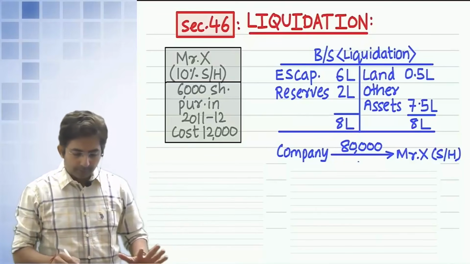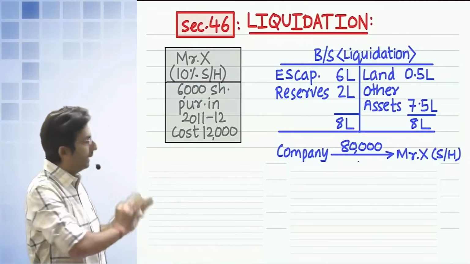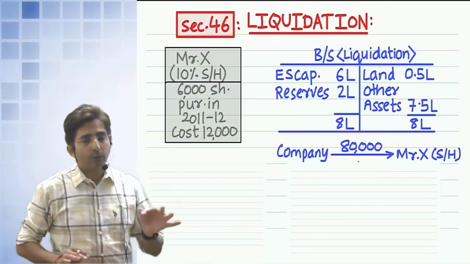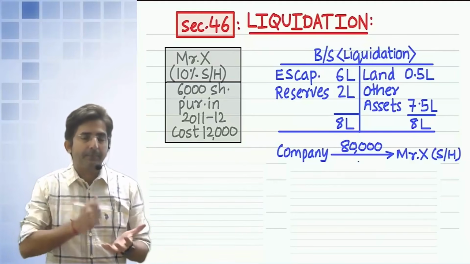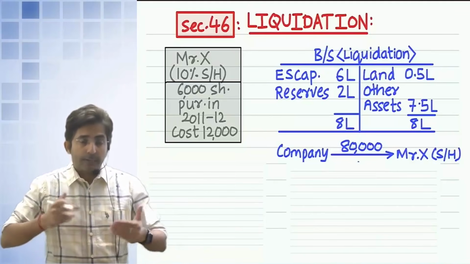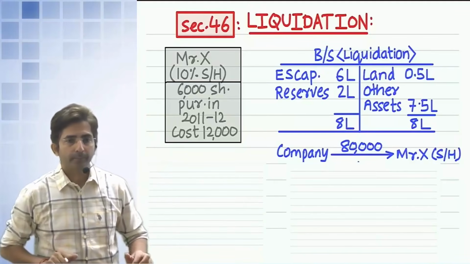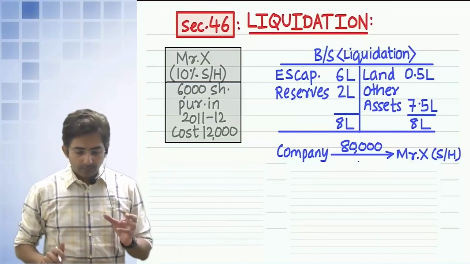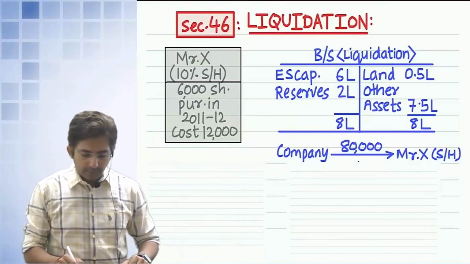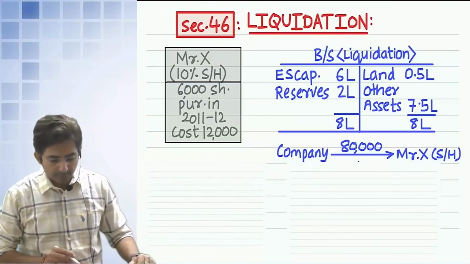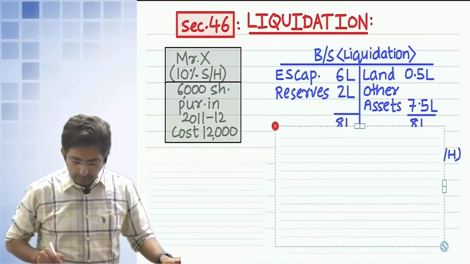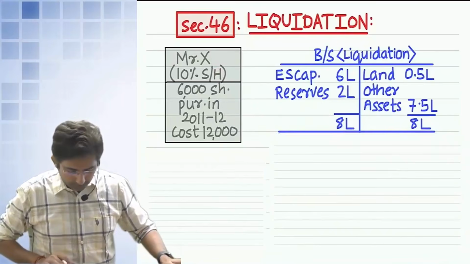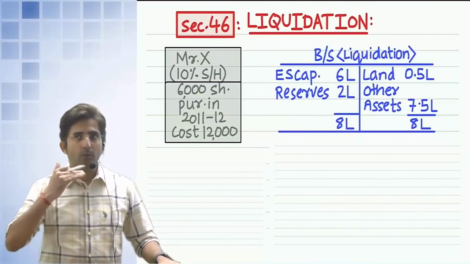I'll do one thing. I will give you some data right now. With that data, you try on your own. Okay, first let me convince you why capital gains is coming, and then you try to do the calculation on your own. So first tell me why liquidation will create capital gains for a shareholder. Think about liquidation. Tell me, in liquidation what happens?